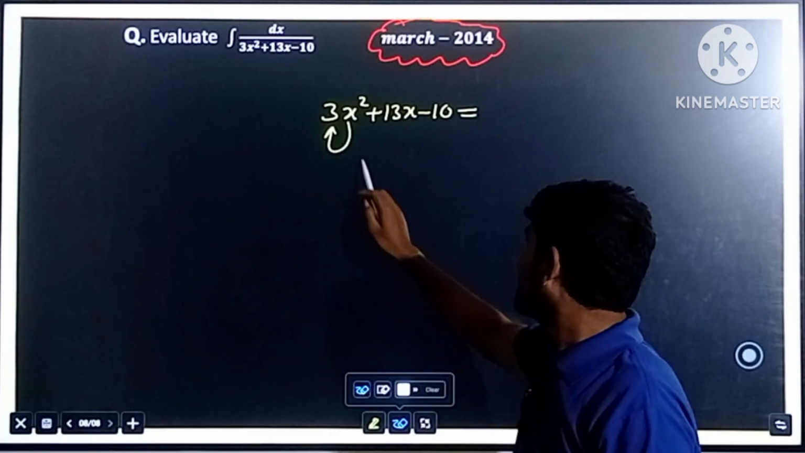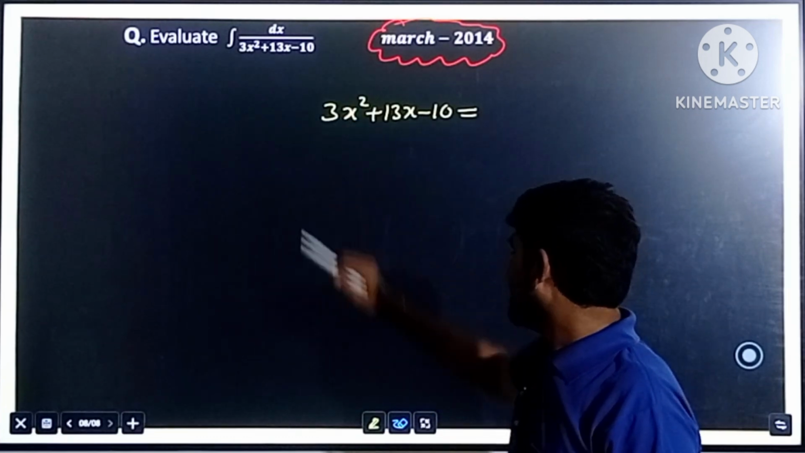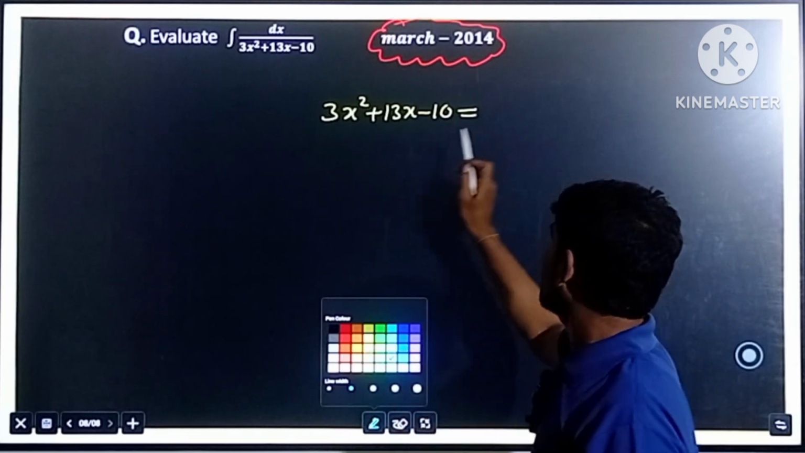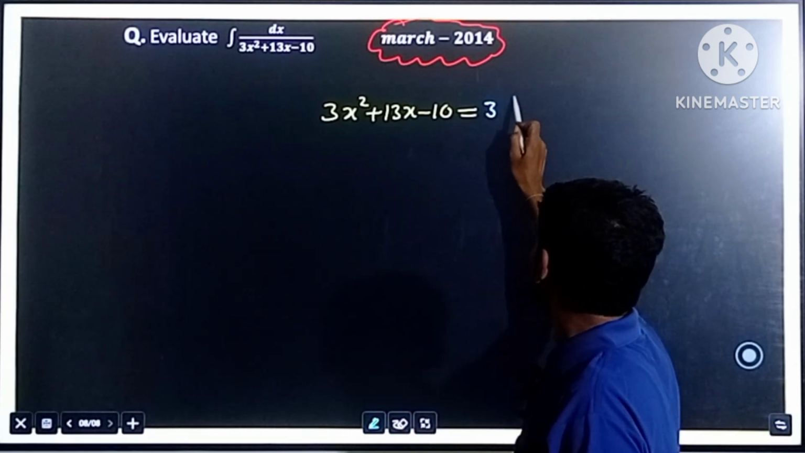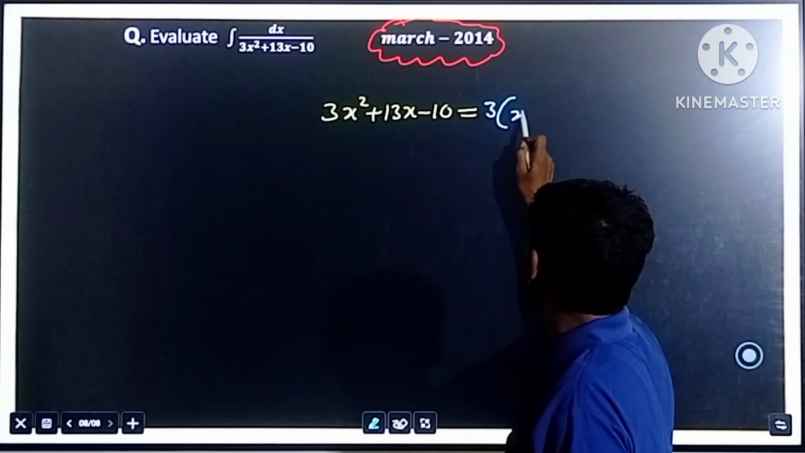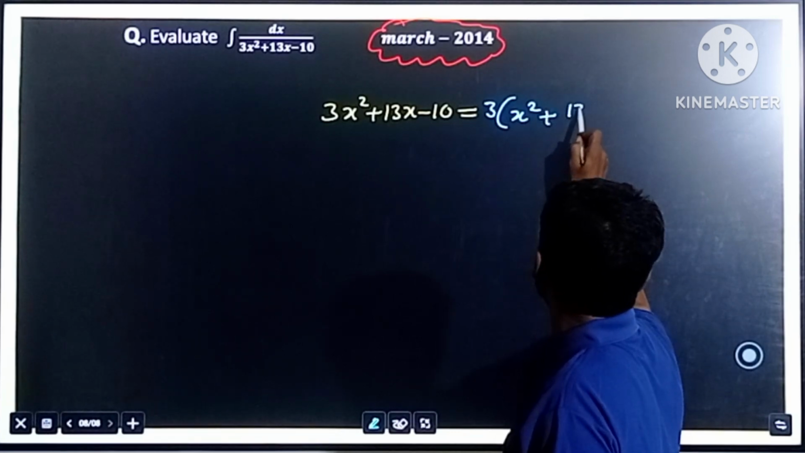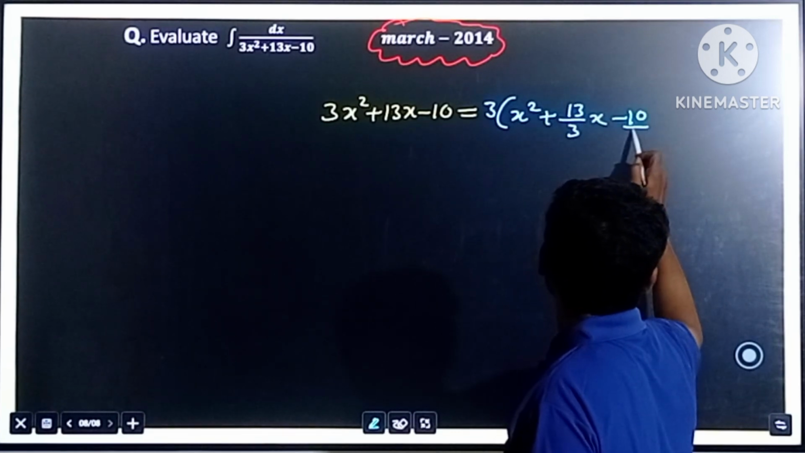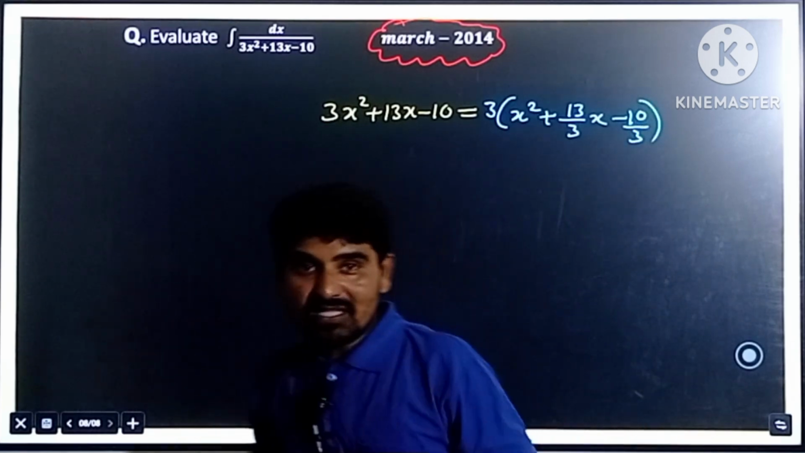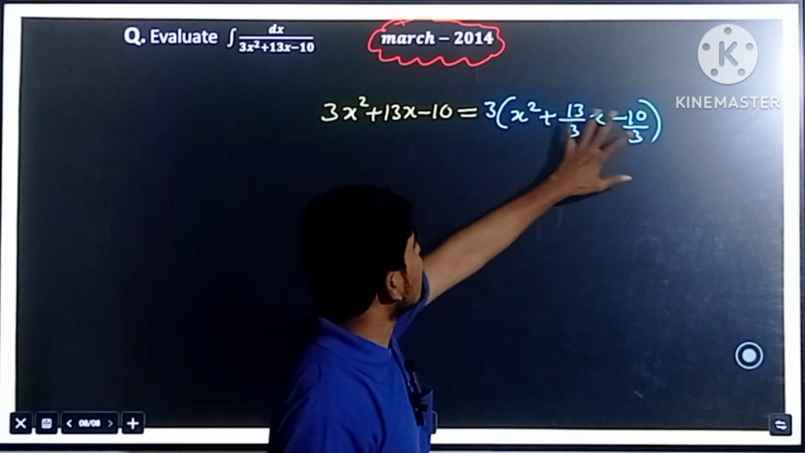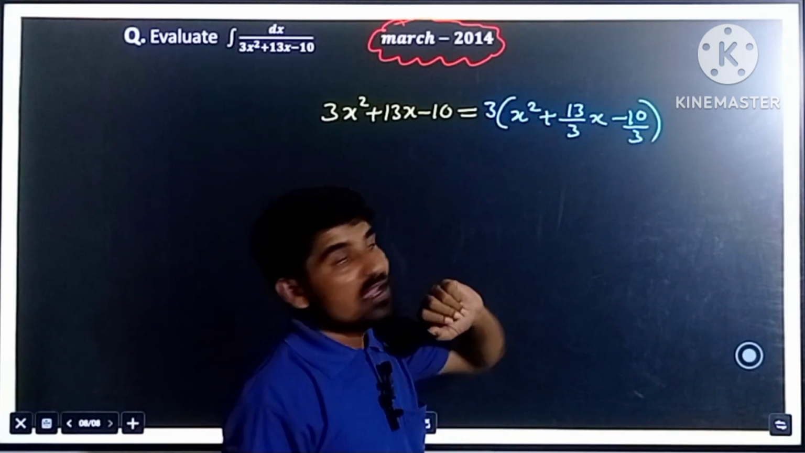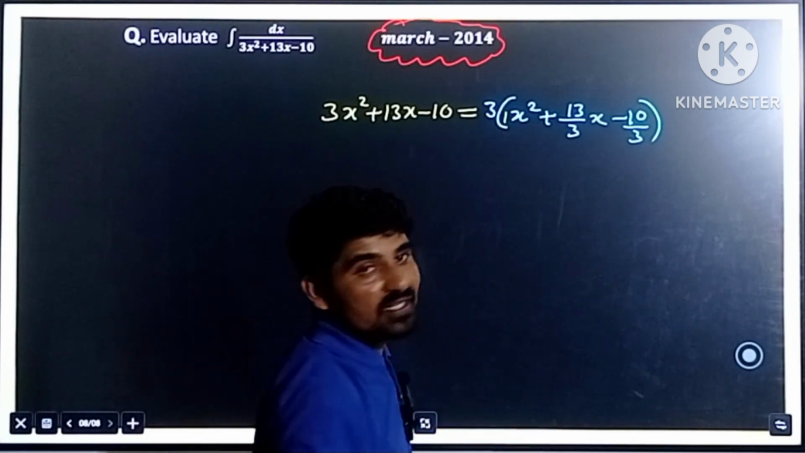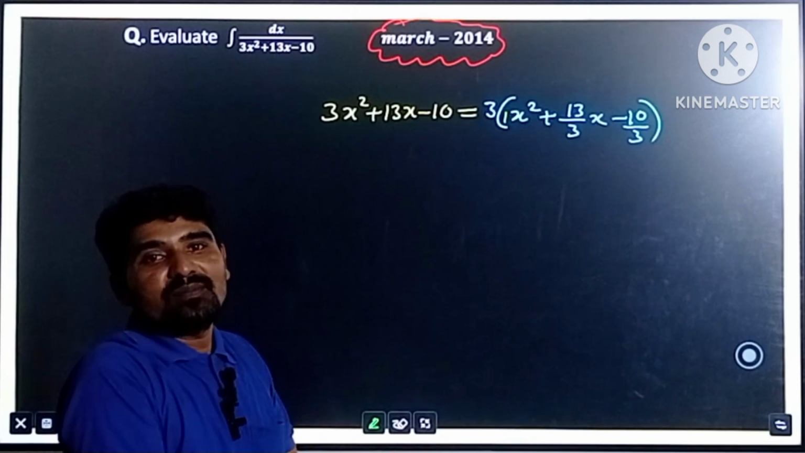To make it 1, observe what I am going to do here: I am going to take 3 as a common factor. Taking 3 common, what is the remaining thing? X square plus 13 divided by 3x minus 10 divided by 3. Now just observe this quadratic expression inside the bracket. Now the coefficient of x square is 1 here. Now what is the next step?